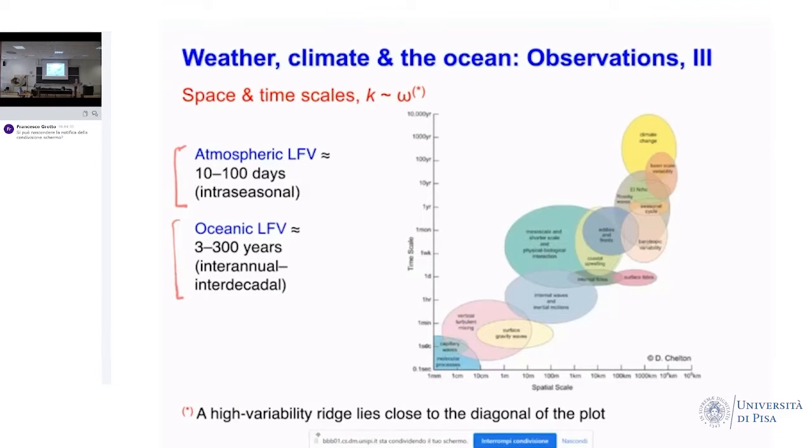Again, you have this diagonal here, but then because of these larger scales, you hit the upper bound of the size of the planet. So these last phenomena line up with this thing, which is a few times 10,000 kilometers. Okay? But it is roughly the same thing. And this is actually something very intriguing, the fact that the energy concentrates along these diagonals.